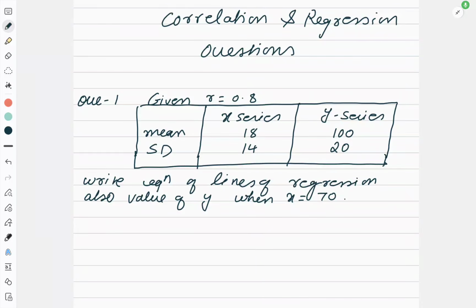Friends, let us do few questions on correlation and regression. In my previous video, we discussed the questions where different values of x and y were given and we were forming the table to find out capital X, capital Y, x square, y square and xy, and then using the direct formulas we were finding out R, variance, standard deviation and regression lines. Now let us see few different questions.